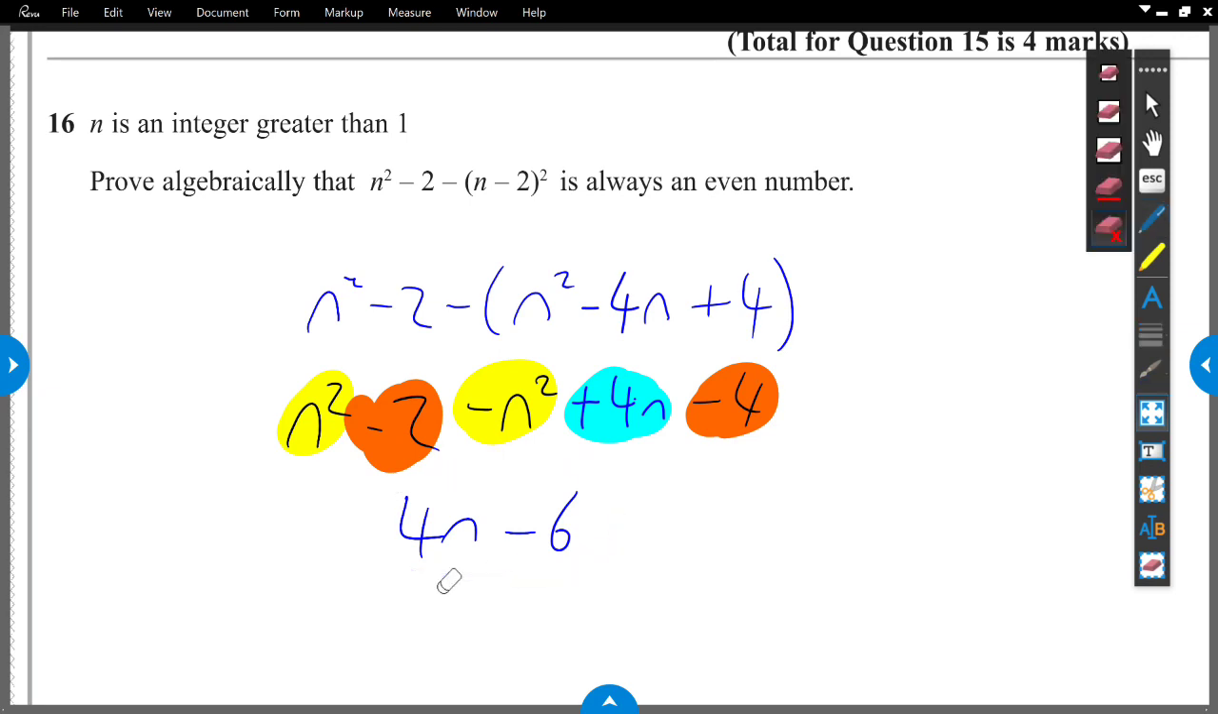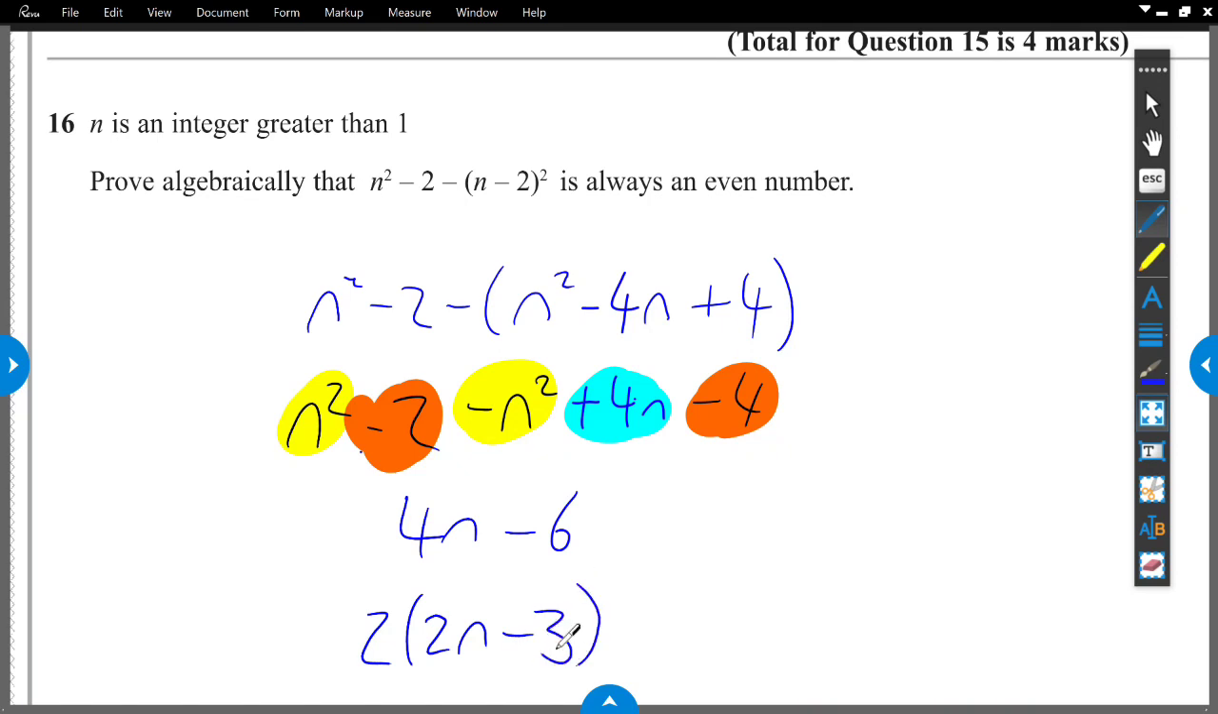Now finally, to show that this is divisible by 2, or that it's a result of something times by 2, I can bring out 2 as a factor. So 2, lots of 2n, minus 3. And I probably want to finish off with a statement saying therefore it's even, just to show that I've actually got a conclusion, but it must be even. Assuming that the examiner doesn't really know anything about maths, we could explain that 2n minus 3 is going to give us an integer, and we're timesing that by 2.